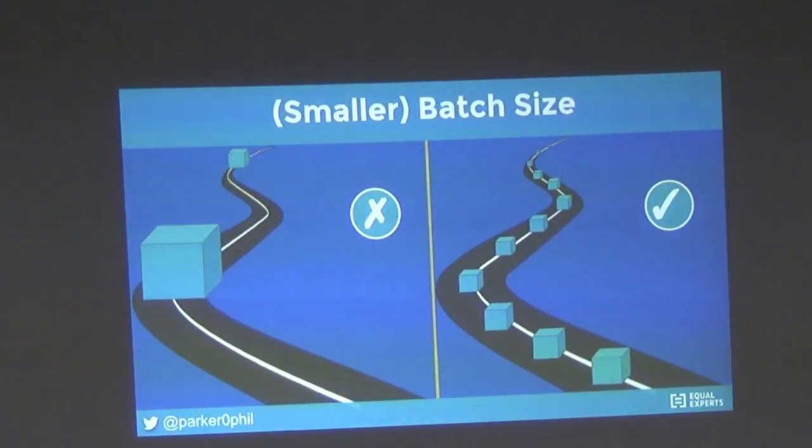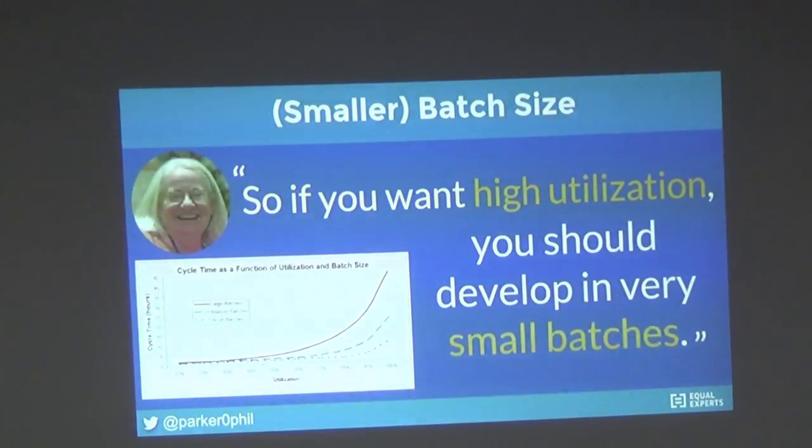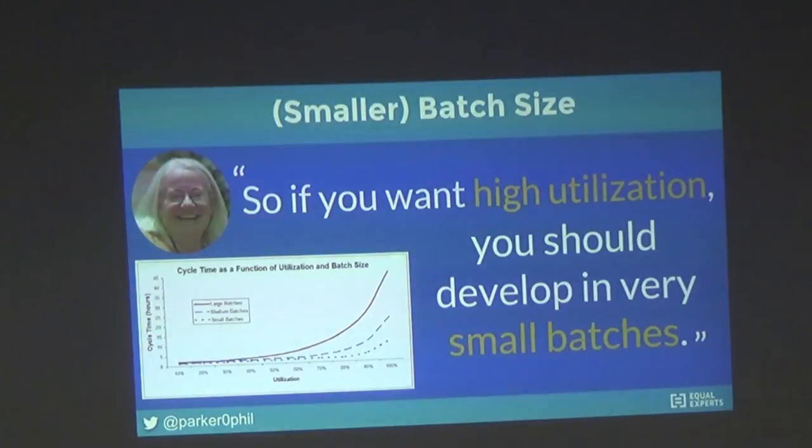Which sounds really obvious, and you do it. But there we go. Something that's a little less obvious is the effect that batch size actually has on other things. So this is Mary Poppendieck, writing this in 2001, probably, and this is talking about utilization. Utilization is one of the things that people focus on loads. I'm sure you've been in situations where the management are particularly worried about how utilized individuals or teams are, and whether they are being as productive as they can.